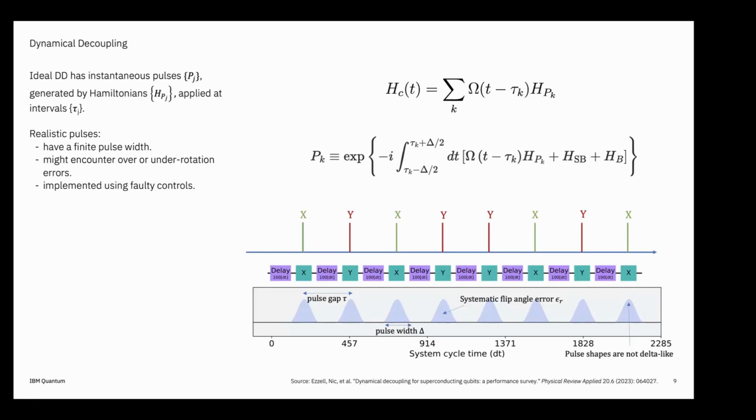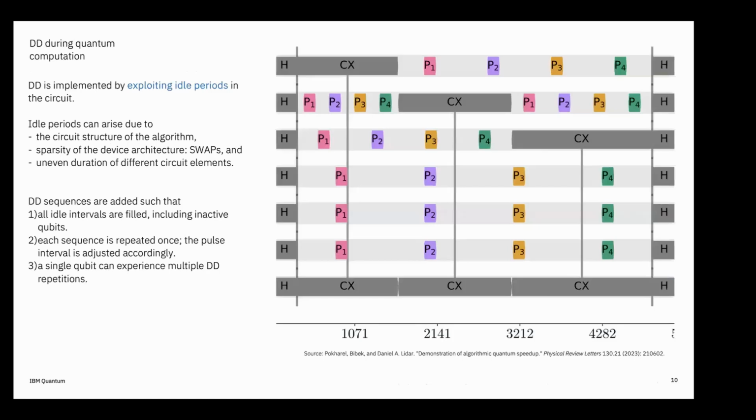It actually still works in terms of canceling the system bath interaction. Okay, so implementing DD, quite simple. How do we do it? You have some kind of a circuit. You figure out exactly where the gaps are, right? And you figure out what DD sequence you want to implement. You find all of those gaps. You just put your pulses. Done. Very, very straightforward, right?